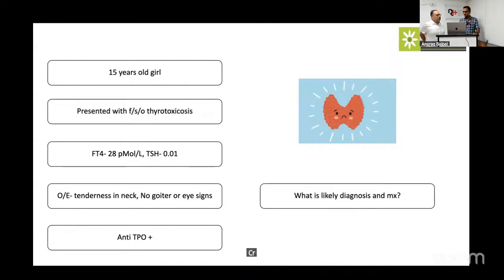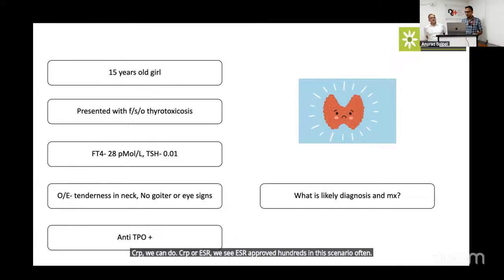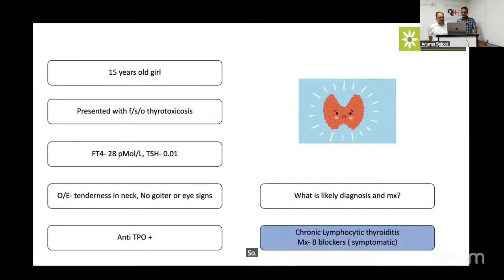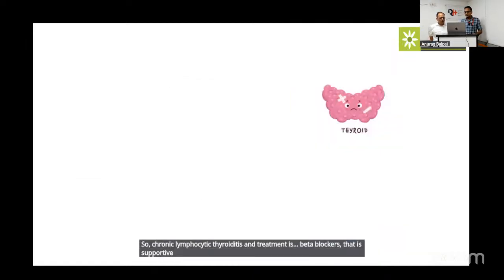CRP we can do. CRP or ESR, we see ESR up to hundreds in this scenario often. And if it's very high, you may give a short course of steroids. So chronic lymphocytic thyroiditis and treatment is beta blockers, that is supportive treatment. Do not give anti-thyroid drugs.